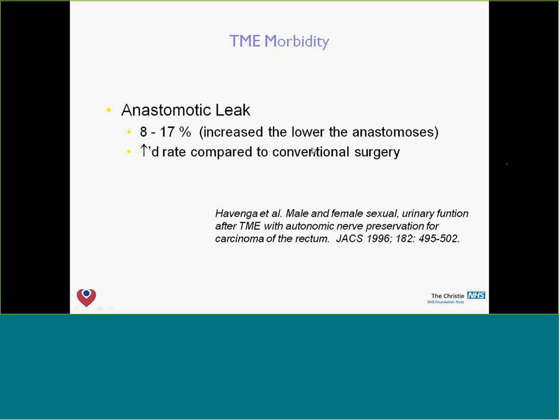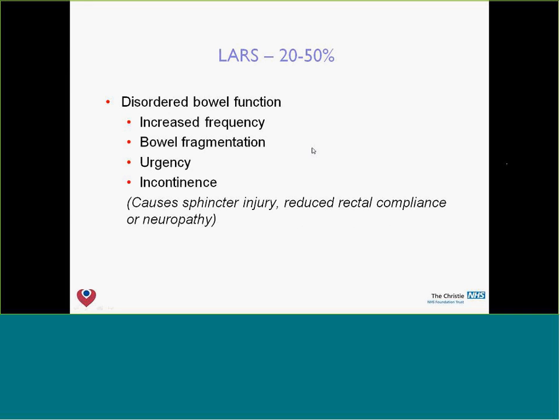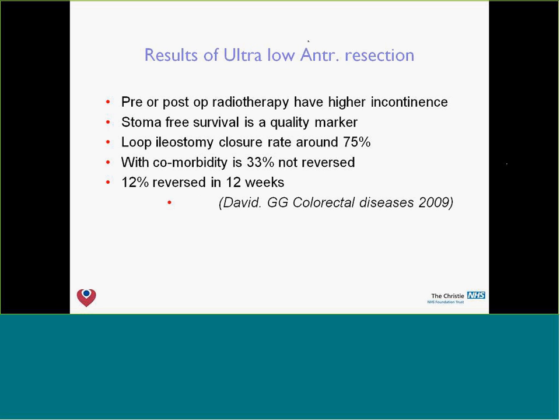And it certainly increased compared to the conventional surgery. Then there is a high incidence of low anterior resection syndrome, which is increased frequency. Patients complain of frequency, bowel fragmentation, urine urgency, incontinence. This is probably because of the sphincter damage or reduced compliance because the rectum is removed. These are the potential risks with total mesorectal excision. The results of ultra-low anterior resection are even worse.